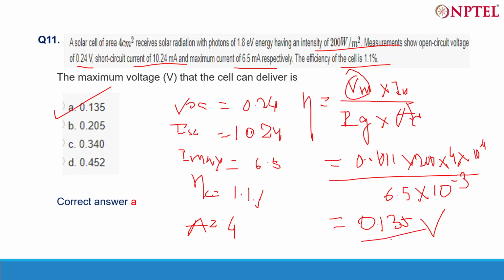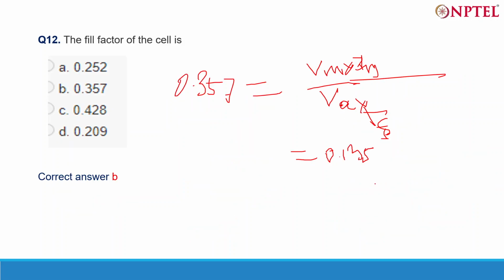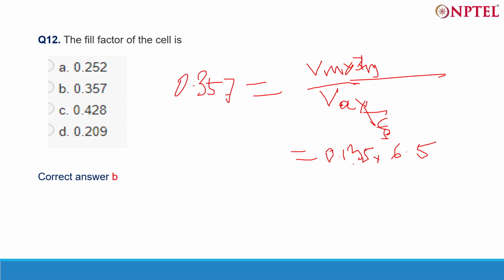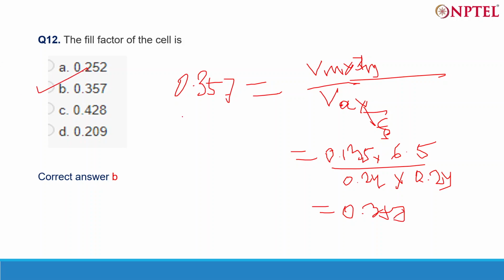We have calculated the V max here, 0.135 into I max is 6.5 as given in the previous question. See, it's given maximum current. Then V open circuit is given 0.24 and short circuit is given 10.24. When you put the values, it comes out to be around 0.357. The correct answer is B.